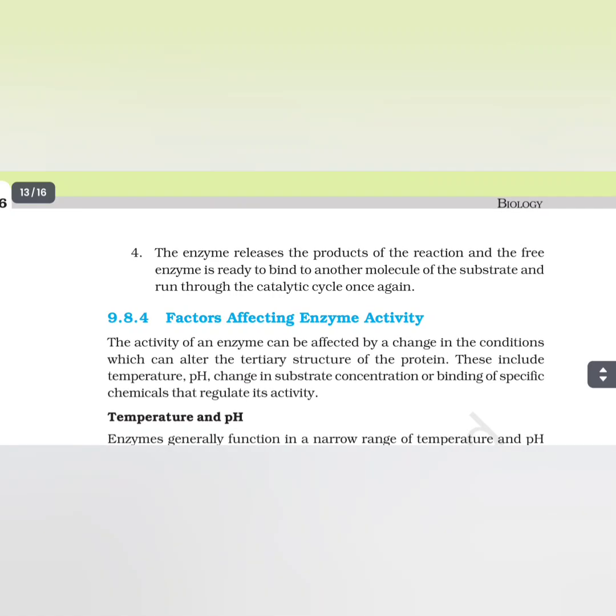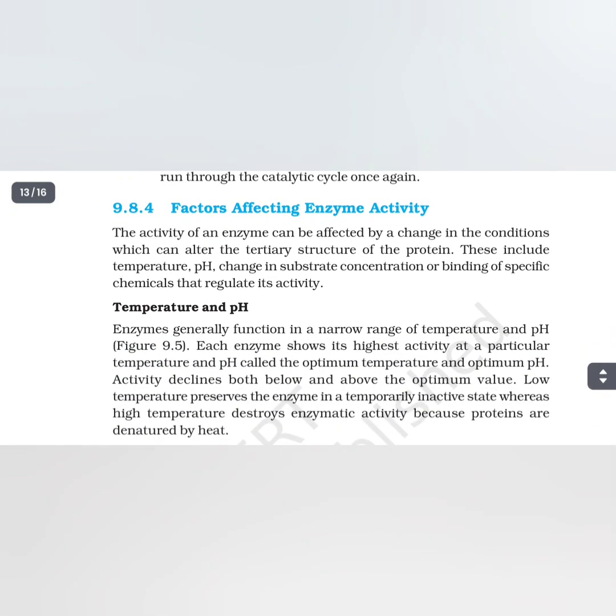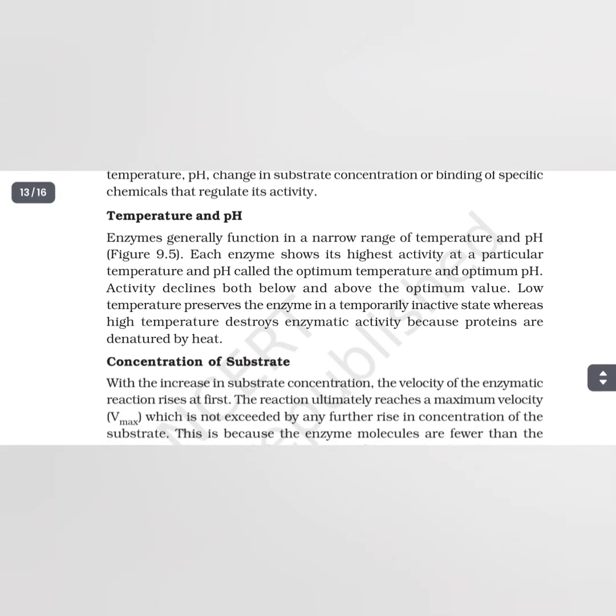The enzyme releases a product of the reaction and the free enzyme is ready to bind to another molecule of the substrate and run through the catalytic cycle once again. Factors affecting enzyme activity. The activity of an enzyme can be affected by a change in the conditions which can alter the tertiary structure of the protein. These include temperature, pH, change in substrate concentration or binding of specific chemicals that regulate its activity.